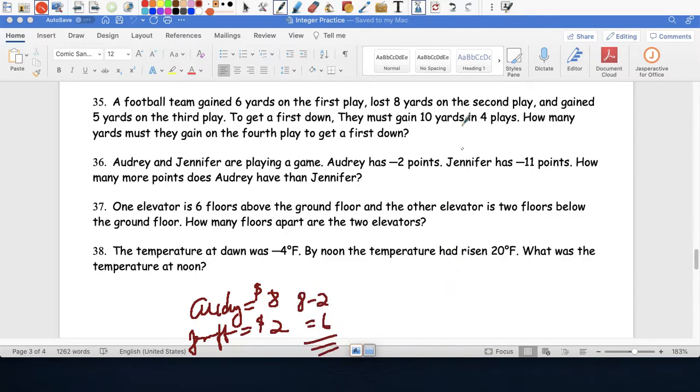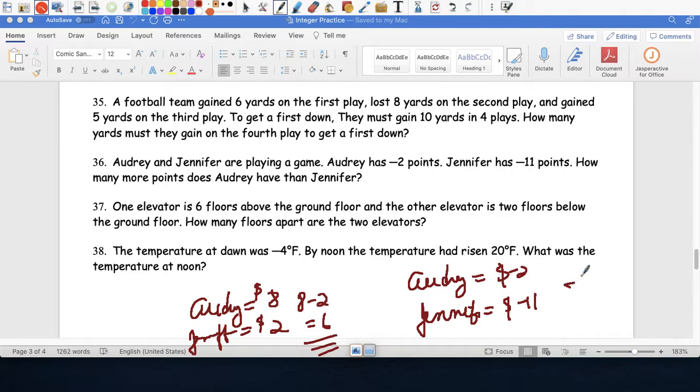Well, the same question here, except that Audrey has negative 2, right? And then Jennifer has negative 11. If you think about it, Jennifer is a little bit further left on the number line, so she definitely has less money. So by how much more does Audrey have?